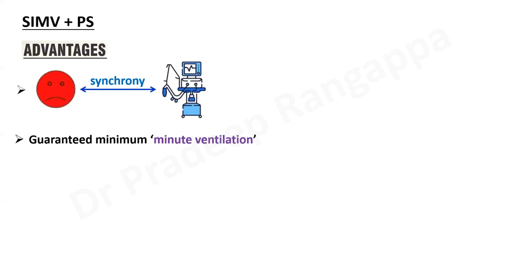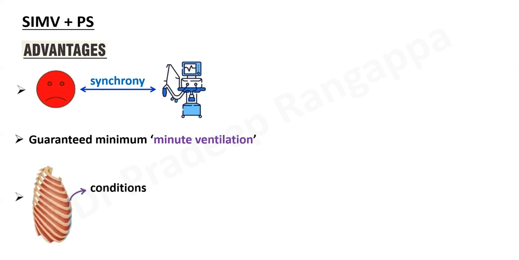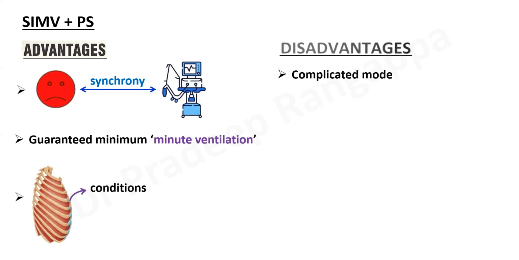And there is a guaranteed minimum minute ventilation that you can provide with your controlled breath. Most importantly for me, it is conditioning the respiratory muscles. It is conditioning the diaphragm, which is terribly, terribly important in this day and age, where increasingly studies are showing there is deconditioning or ventilator-induced diaphragmatic dysfunction. VIDD is very common. Maybe it can be minimized with this sort of conditioning ventilation.